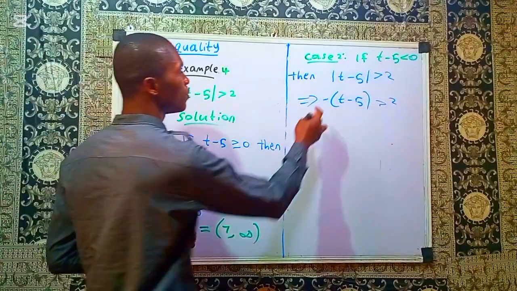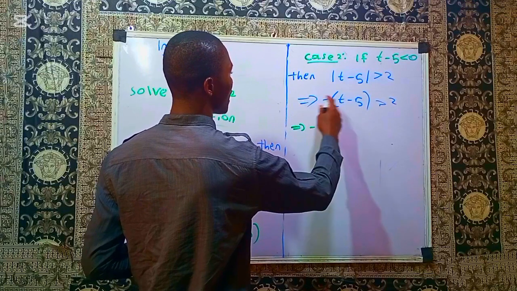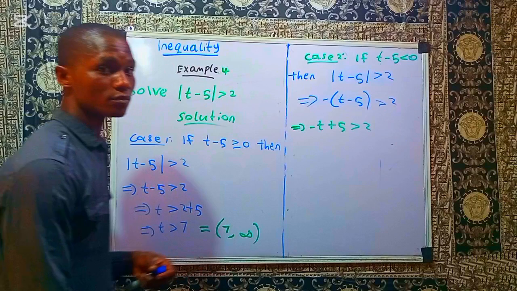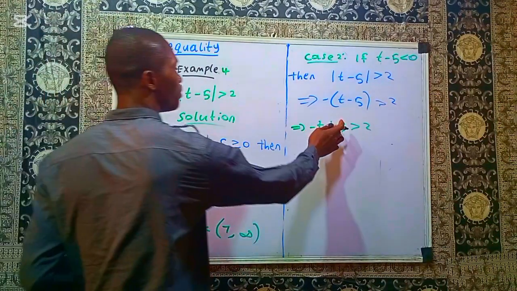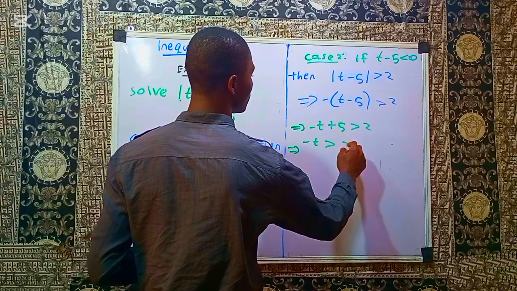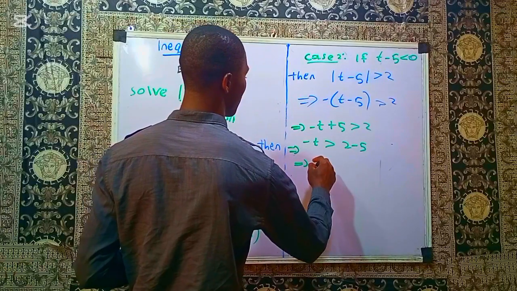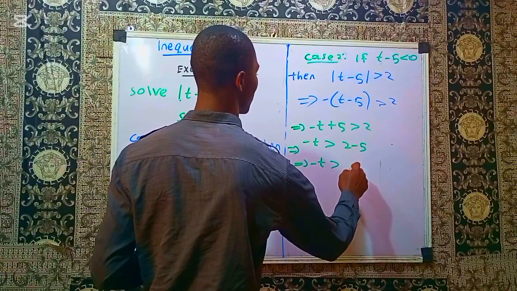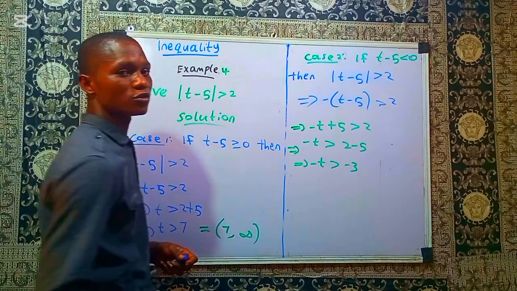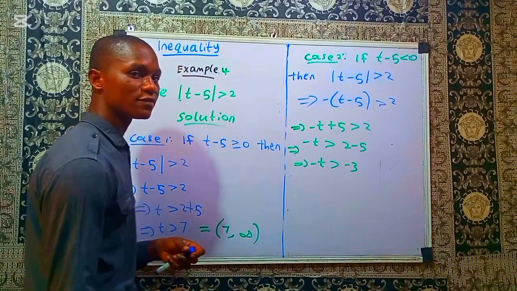So we can open the bracket. Minus times t, we are going to have minus t. Minus times minus 5, we are going to have positive 5, greater than 2. Then if you move plus 5 to this side, you are going to have minus t greater than 2 minus 5, which implies that minus t is greater than 2 minus 5, which is minus 3. So I need t. For me to get t, I will multiply both sides by minus 1, so that this minus t will be positive.